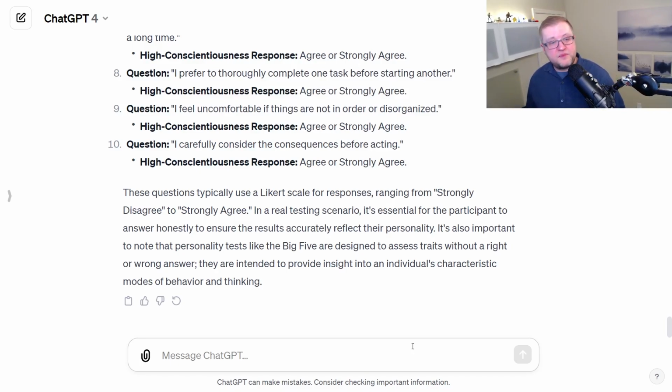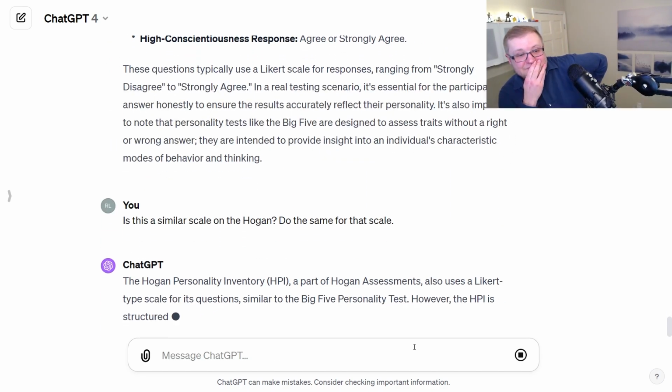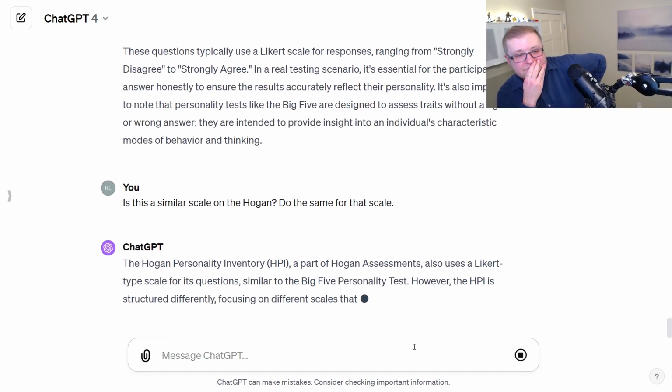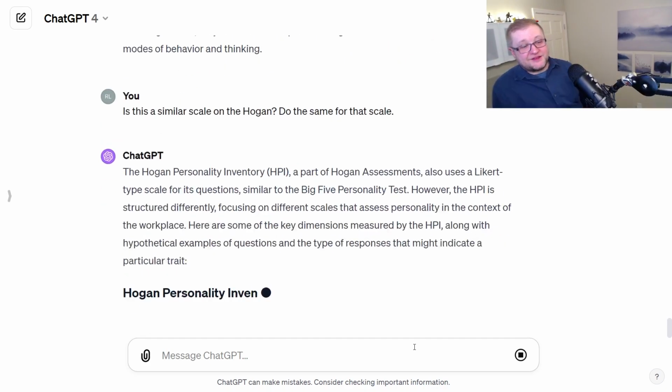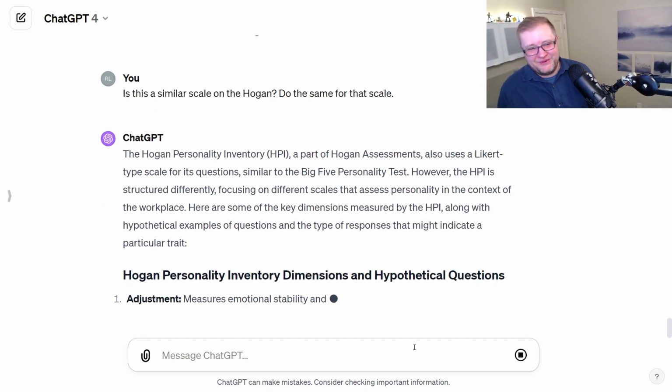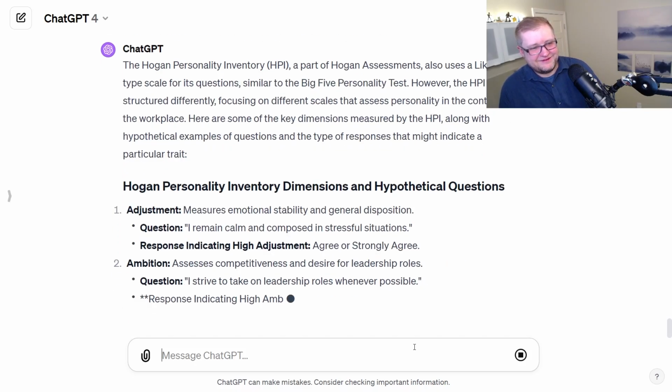We're going to drop off Big Five. Is there a similar scale on the Hogan? Do the same for that scale. I just want to know. Yeah, okay. Key dimension, hypothetical example. Oh boy. We did it.